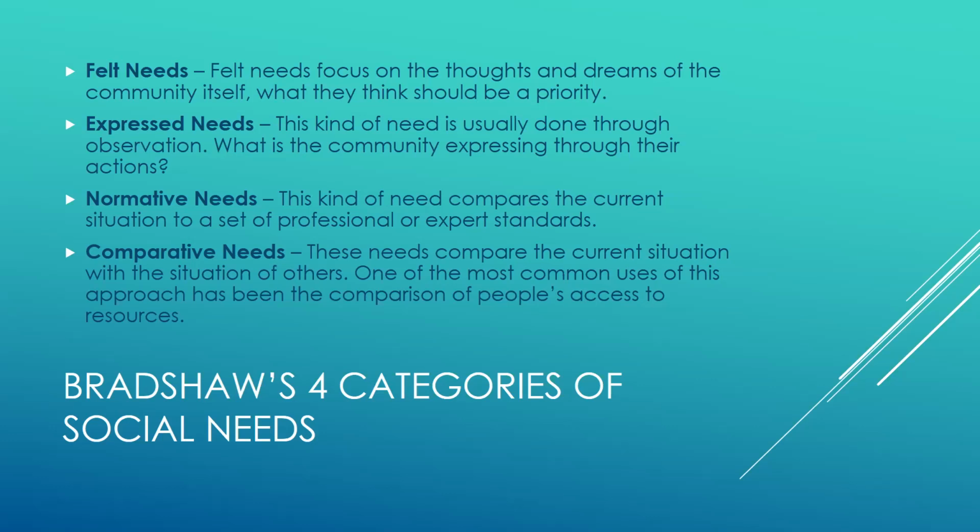And then let's move on to normative needs, the kind of needs that compare the current situation to a set of professional standards. This one has to do with experts indicating what is expected, their industry standards and things like that. And you are already seeing from what you've observed that maybe the community falls short. So it's comparative. There's the industry standard, and then there's the current thing that is happening. And then, of course, there's the comparative need. This compares the current situation with the situation of others. One of the most common ones is comparing people's access to resources, maybe access to mediation and things like that. So you need to really think through this.